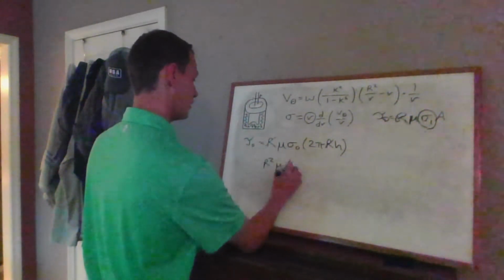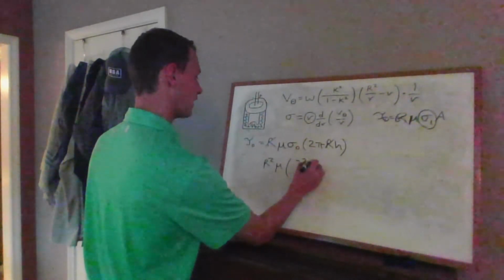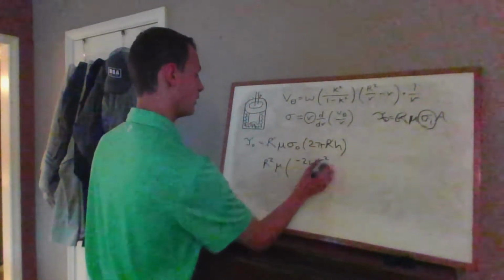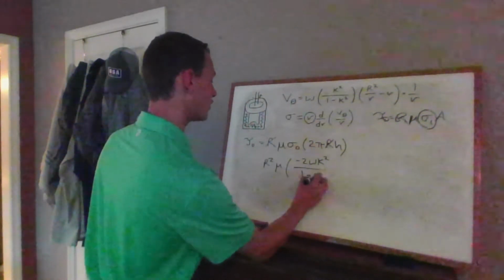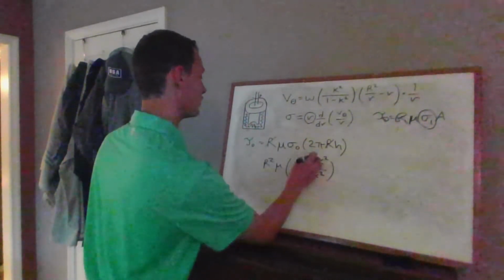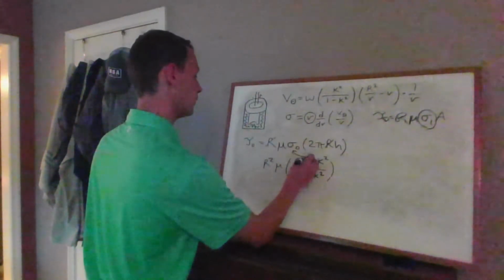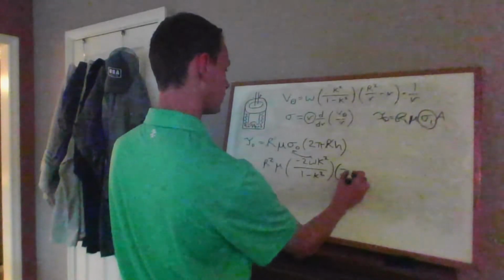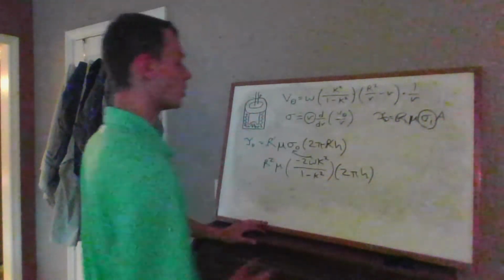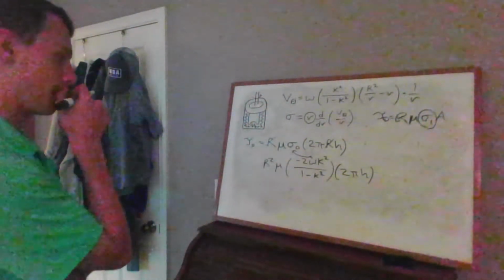We have that. Okay, what was this? This was -2 times the radial velocity times k squared over 1 minus k squared. And again, this is that term there. That's what this is. And then, okay, we got rid of that, so we have 2 pi h. Ooh, okay, what does this look like here?